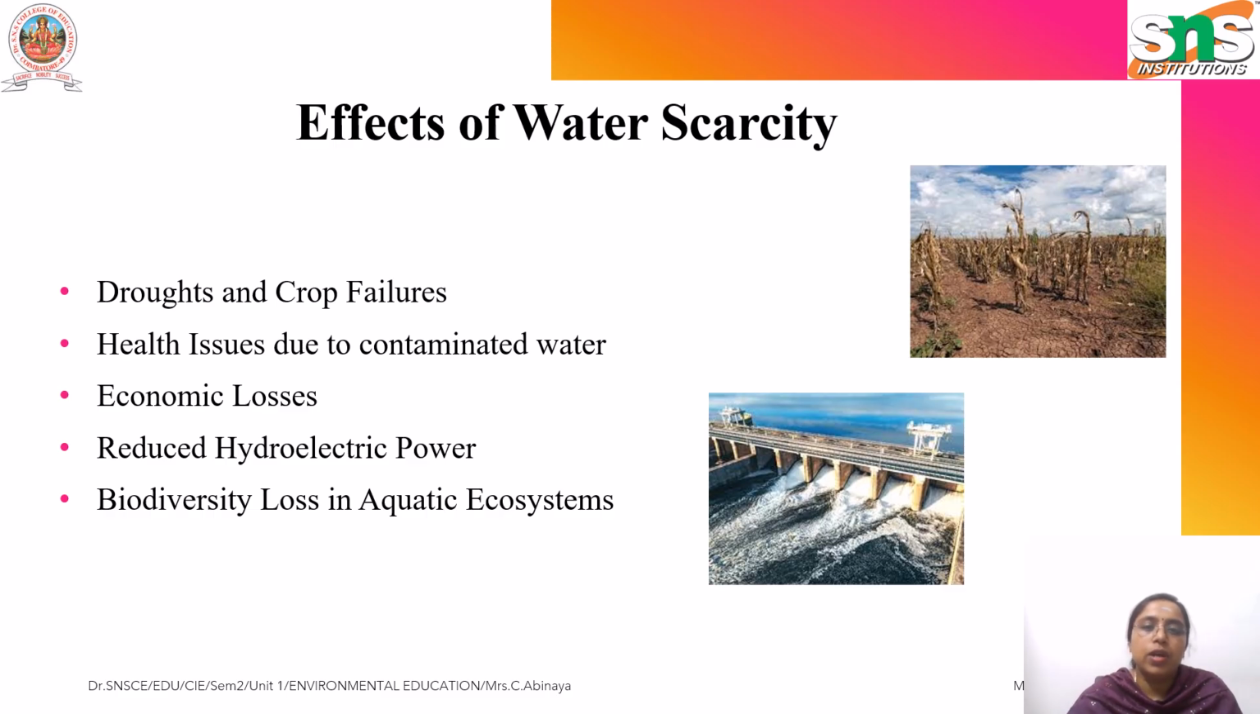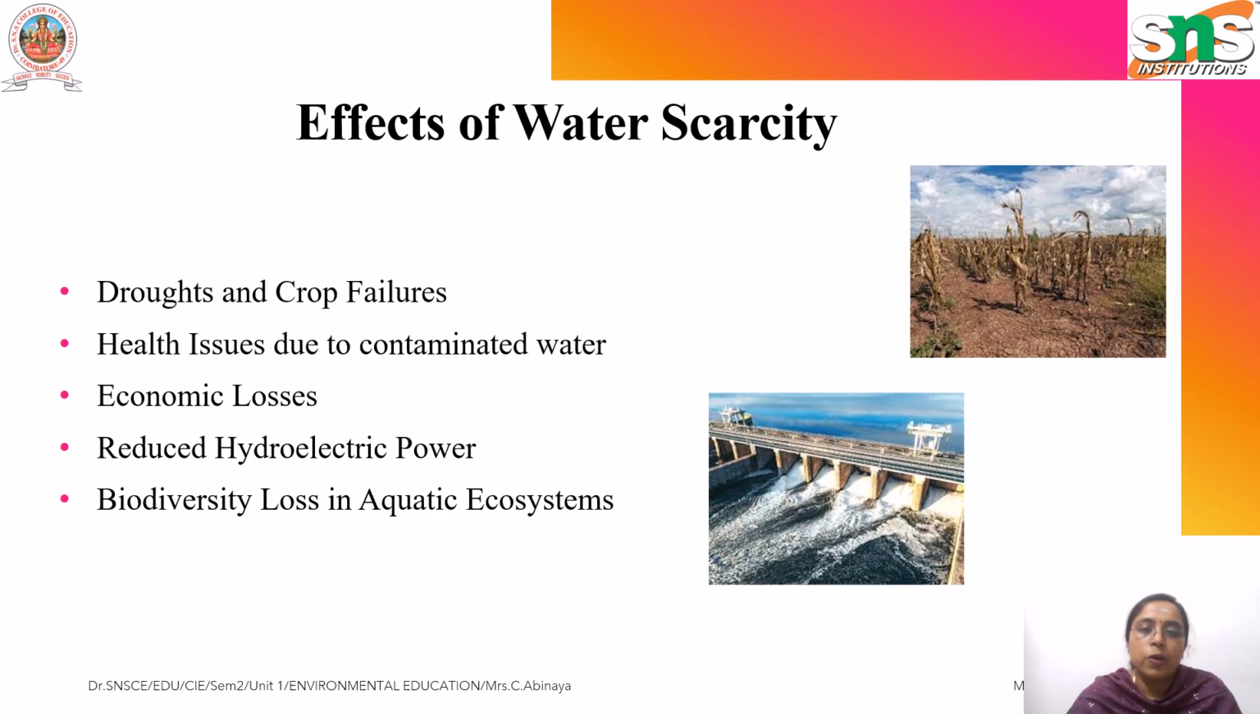Reduced hydroelectric power generation. So dams generate electricity using the force of flowing water. When the water level drops in rivers and reservoirs, electricity production also falls, and this causes power cuts and affects the regular routine.